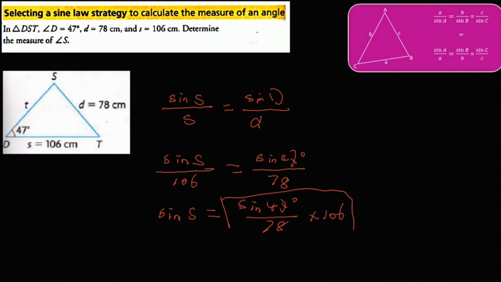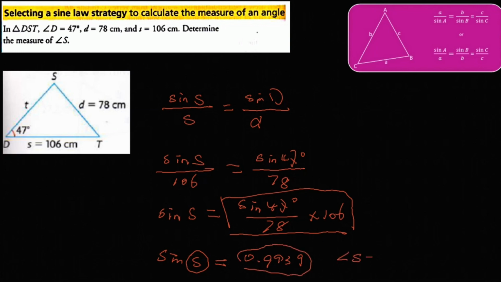So I use calculator to get that one equals 0.9939. So to determine the angle S, I calculate the inverse of the sine ratio. So angle S equals inverse of sine 0.9939, and that is around 83.7 degrees. So S equals 83.7 degrees.